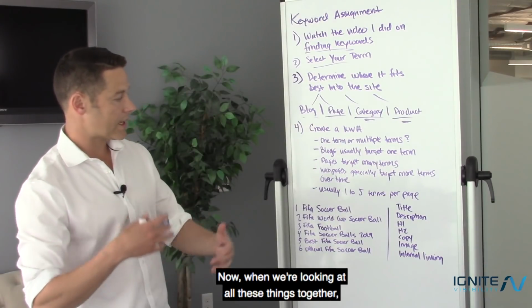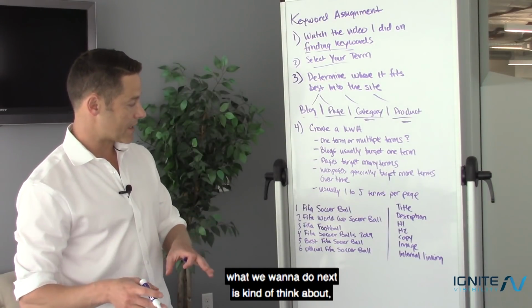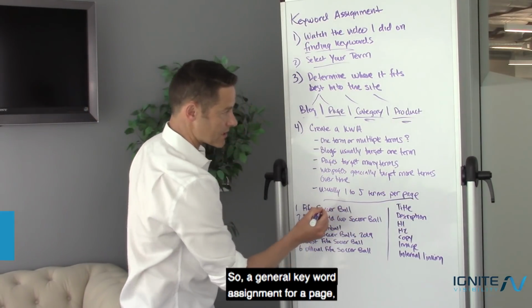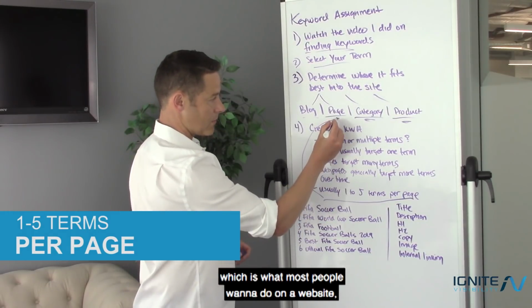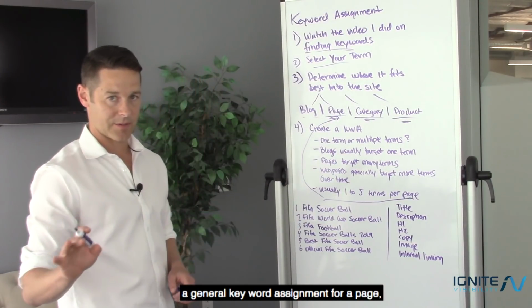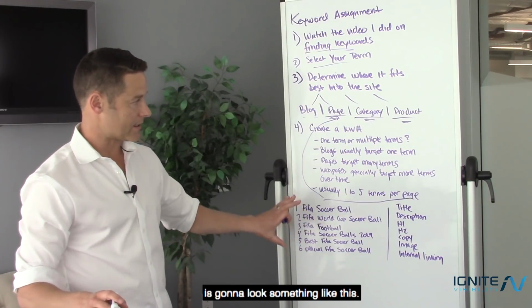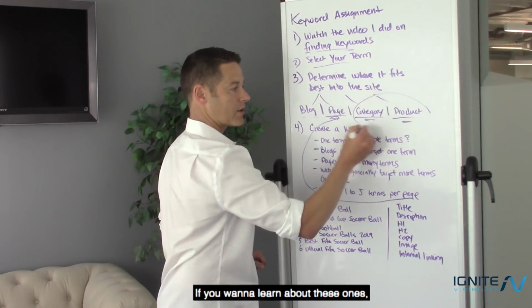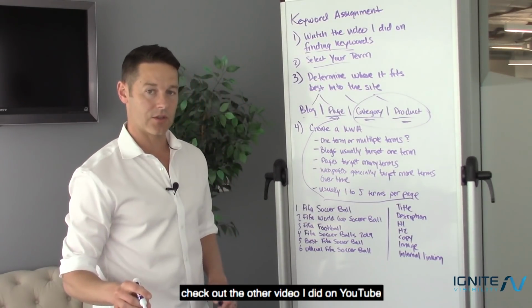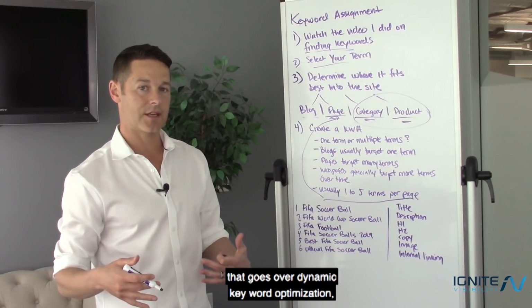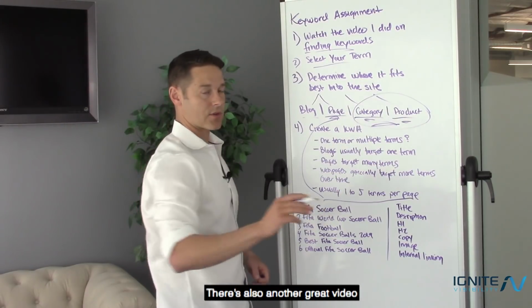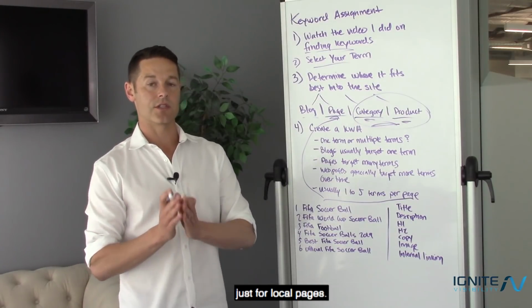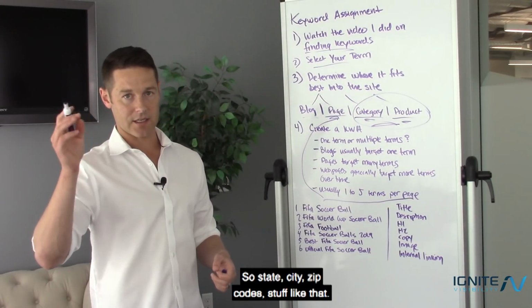Now, when we're looking at all these things together, what we want to do next is kind of think about what does an actual keyword assignment look like. So a general keyword assignment for a page, which is what most people want to do on a website, is going to look something like this. This is different than what would be a category or a product. If you want to learn about these ones, check out the other video I did on YouTube that goes over dynamic keyword optimization, because that really spells all this out. There's also another great video on local dynamic keyword optimization that's going to teach you how to do this just for local pages. So state, city, zip code, stuff like that.